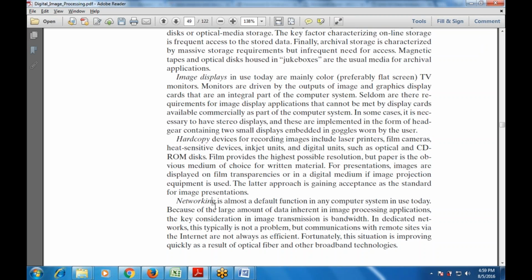Networking is used in the computer system because of the large amount of data involved in image processing. The main problem is the transmission of data due to low bandwidth. In dedicated networks this typically is not a problem. Fortunately, this condition is improving quickly as a result of optical fiber and broadband technology available within networking.